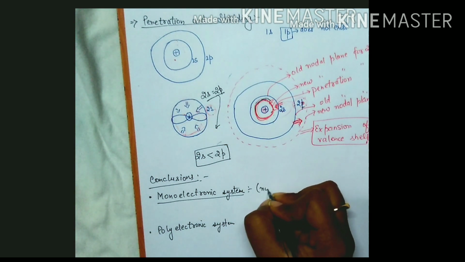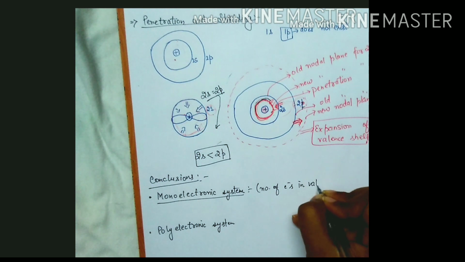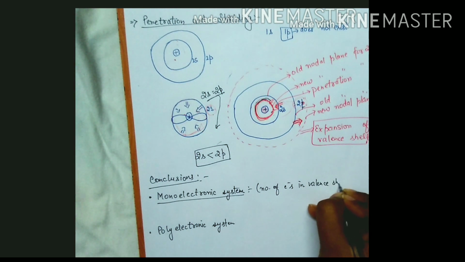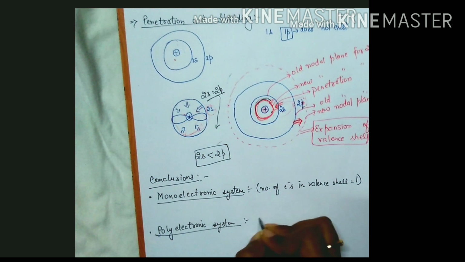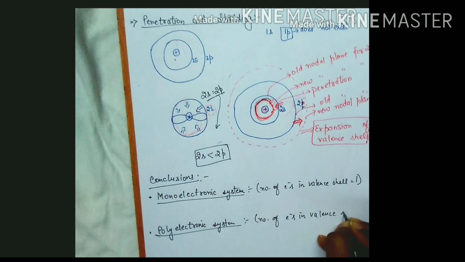Monoelectronic systems are those in which the number of electrons in the valence shell is equal to 1, and polyelectronic systems are those in which the number of electrons in the valence shell is 2 or more.